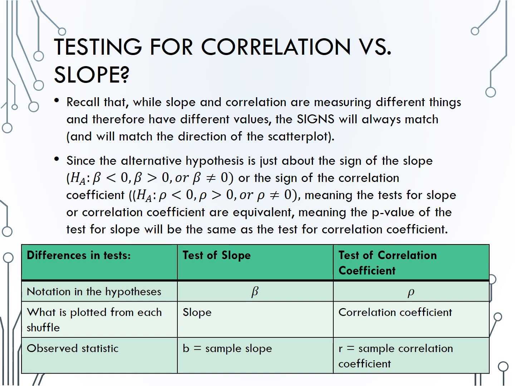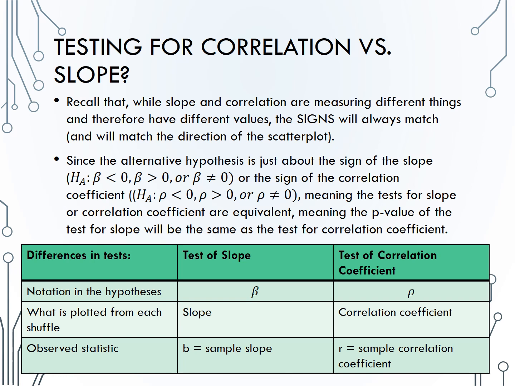Finally, when would we test for slope and when would we test for correlation? Well, while the slope and correlation are measuring different things and therefore have different values, the signs will always match and will match the direction of the scatter plot. The alternative hypothesis is just about the sign of the slope or the sign of the correlation coefficient. We are just wondering if the slope or correlation coefficient are strictly less than zero, strictly greater than zero, or not equal to zero.